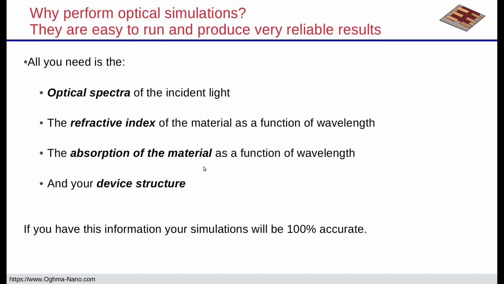It's readily available. And your device structure. If you've got all those four things, you're going to have an almost 100% accurate simulation with very, very few variables, or effectively no variables, that you need to tune, and the results will be almost 100% correct, which is different to electrical simulations. Those are a lot more nuanced, a lot more complicated, and a lot harder to find out exactly what your electrical parameters are on your device. But refractive indices and absorption are very easy to find out. So it's a very powerful, quick, simple way to analyse the optical properties of a device.